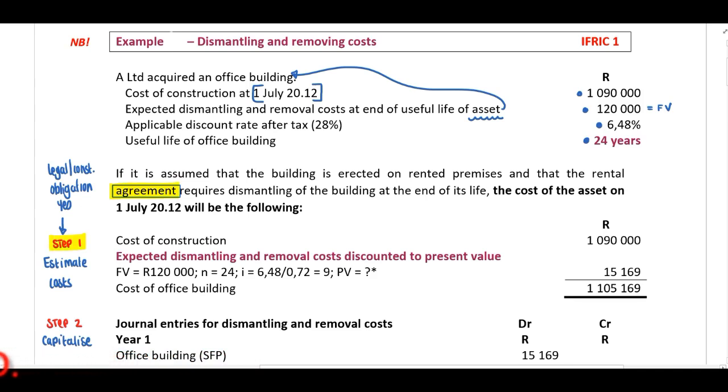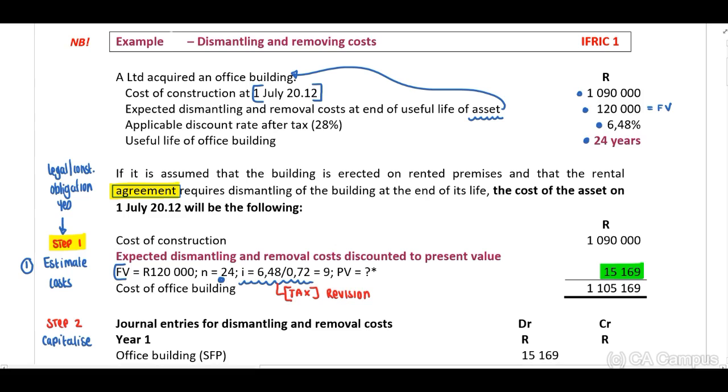Then our first step will be to estimate the costs of our dismantling. They provide us with a 120,000 future value. The useful life is 24 years, and we need to take that discount rate and add back the tax. Now guys, please ensure that you have added this to your revision page. You need to use a discount rate before tax, okay? And our present value will be 15,169 that we may capitalize to our asset.